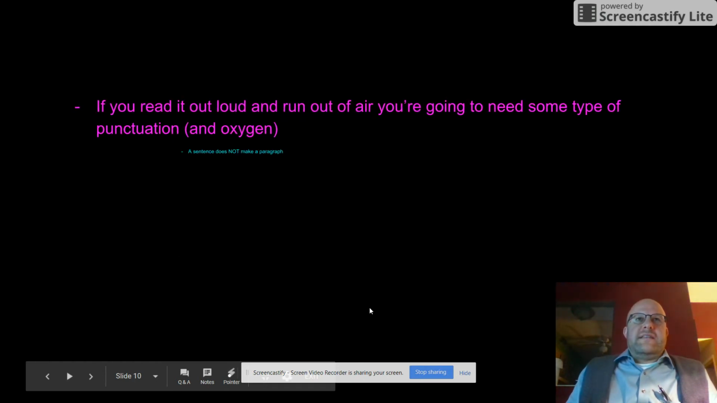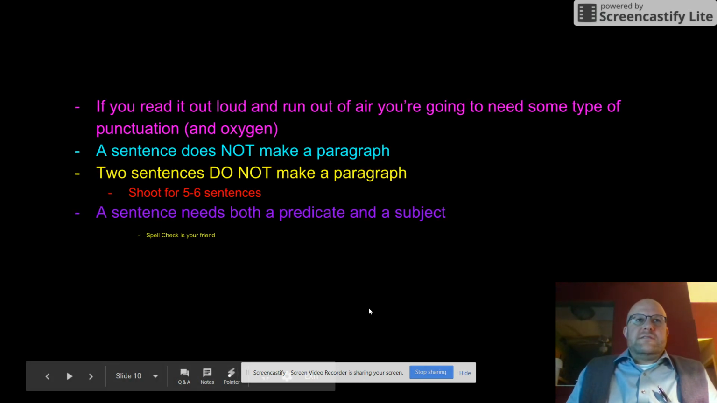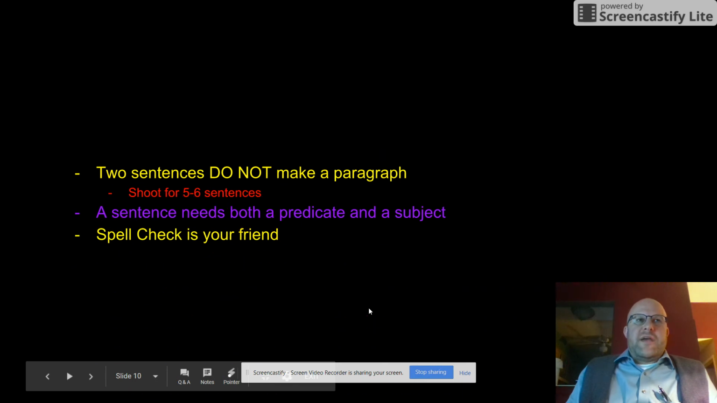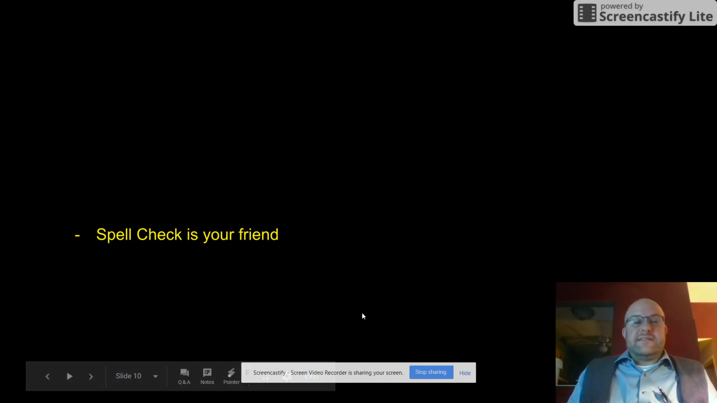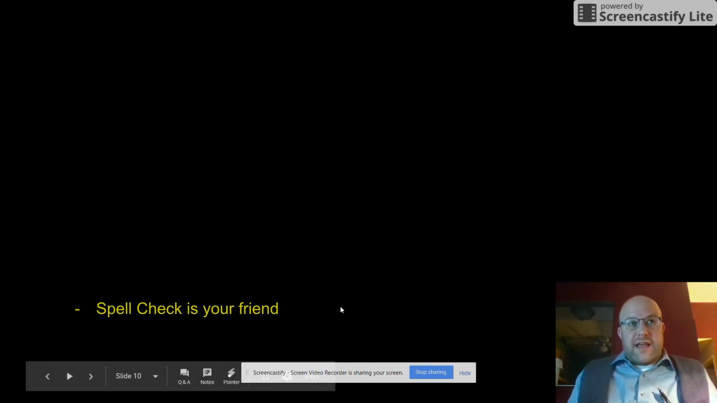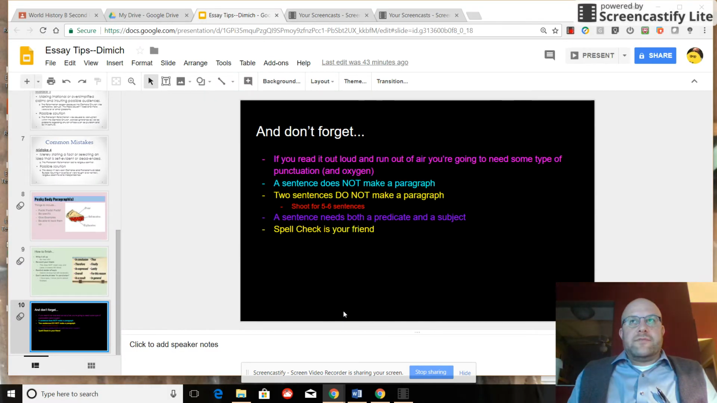And then don't forget punctuation. You need more than 1 sentence per paragraph, shooting for 5 or 6 a paragraph. A sentence has a subject and a predicate. Stuff like this is obvious. And then basic spelling. Spell check is your friend. These are important ideas to remember as you're going through this.